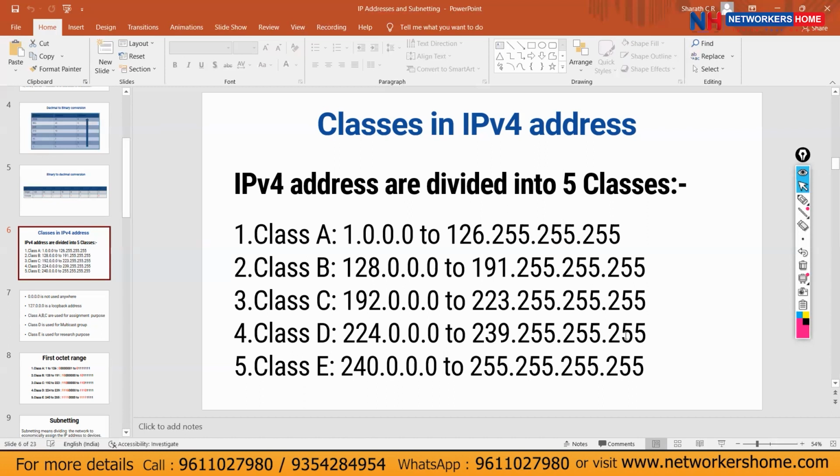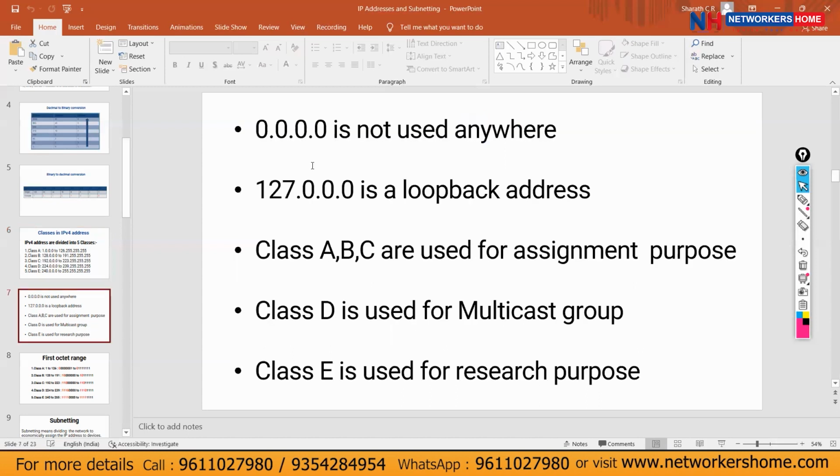I'll tell you, even 0.0.0.0 is missing, no? Done? Okay. So the next slide says, we do not use 0.0.0.0. Do we assign roll number 0 to any student in the college? No. Right? Similarly, we do not use 0.0.0.0. And 127.0.0.0 is usually referred to as the loopback address. So we do not use it for assignment purposes. We use it for loopback IP addresses.